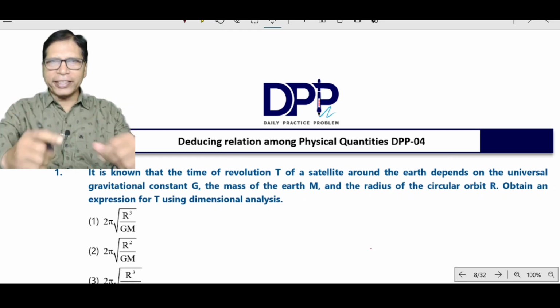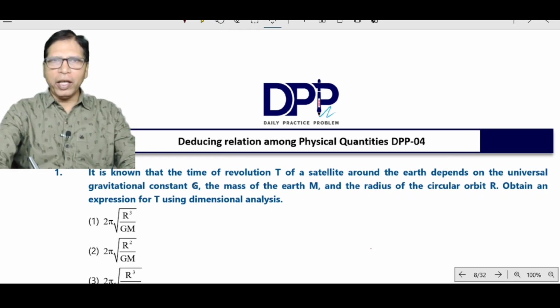Today I will be discussing the DPP on deducing relation among physical quantities, that is DPP 4.